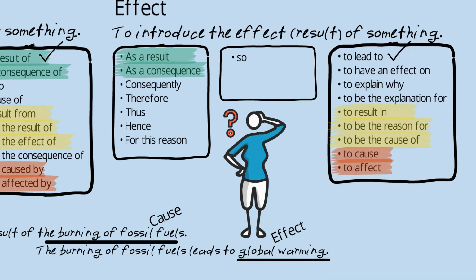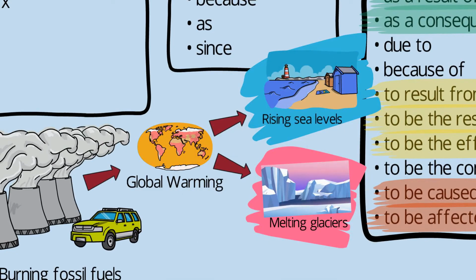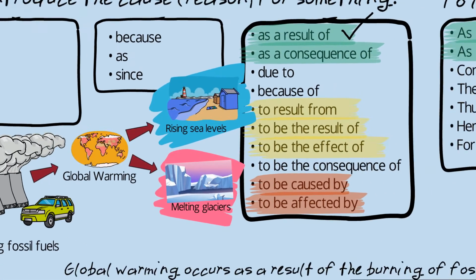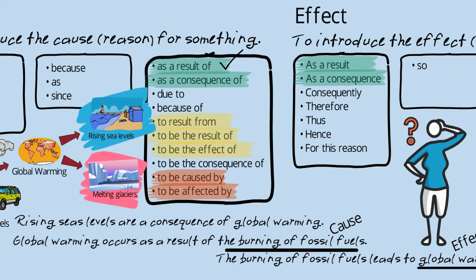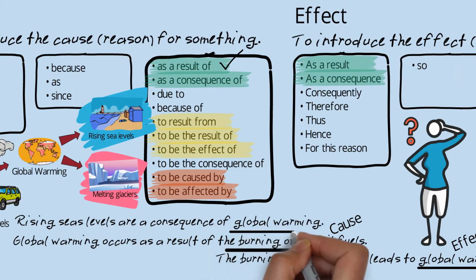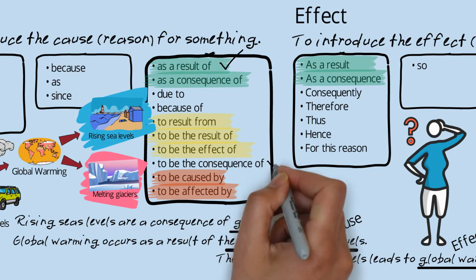Let's consider just two effects of global warming, so melting glaciers and rising sea levels. So some sentences for these. Rising sea levels are a consequence of global warming. So global warming is the cause, which is why we use a cause transition, to be a consequence of.